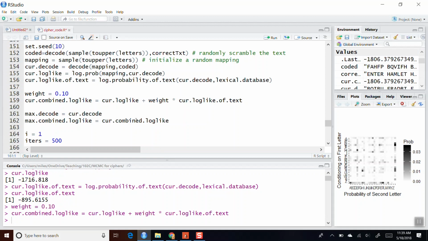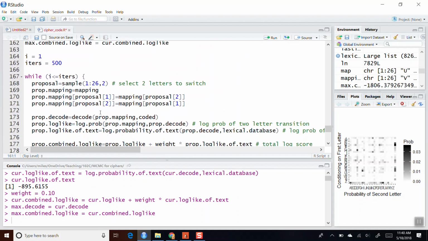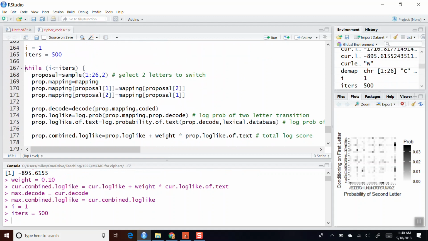Then we say this is my current decoding, and we're going to keep track of which one produces our best score. Remember, we're not actually doing any kind of optimization. We're doing the Metropolis algorithm, which naturally will sample areas of higher probability, but inside the Metropolis algorithm there's nothing that says you must get the best. So we just keep track of the most probable mapping we saw.